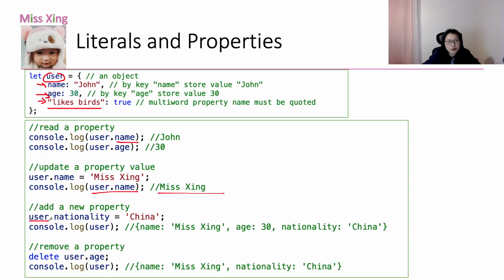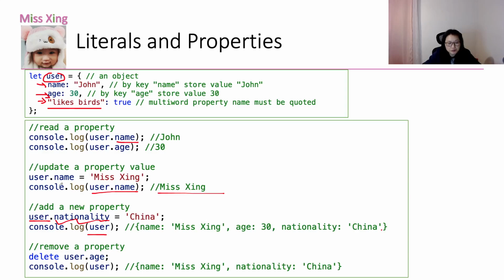So far, our user only has three properties: name, age, likes birds. And if you add a new one, like this one, I add nationality and I give China. Then when I log user, you will see one, two. Here should have one missing. It should also have likes birds.